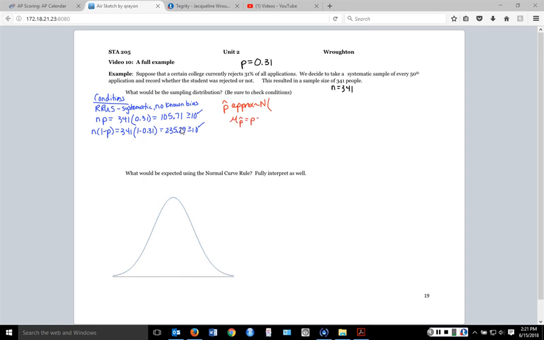My mean of p hat is just my p, so that's our 0.31. And our standard deviation of p hat is our square root of p times 1 minus p over n. So I need to do the math here. Which gives me 0.0250.